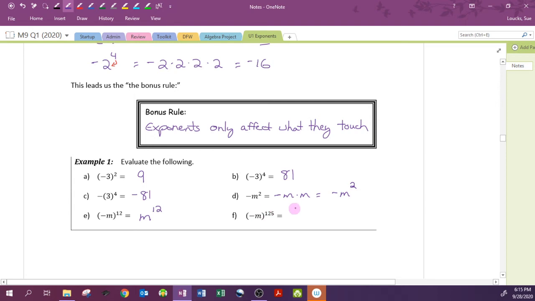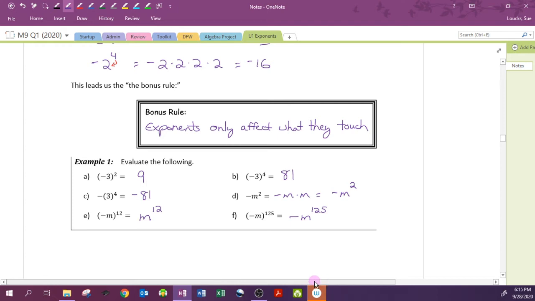And on F, again, my exponent is affecting everything in the bracket, so I'm going to have 125 negative signs, which is an odd number, so my final answer is going to be negative m to the 125. All right.